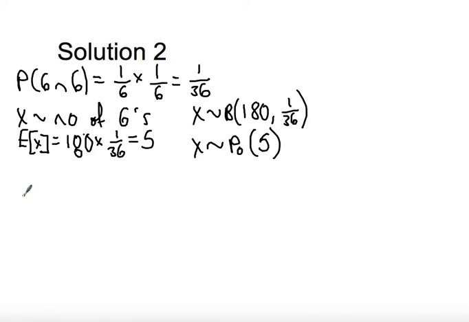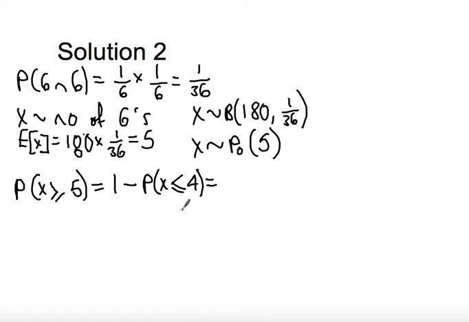Now, the question asks to find the probability that at least 5 double sixes were thrown. So I'm looking for the probability x is greater than or equal to 5. So I'm going to use the tables. To use the tables, I'd need to do 1 minus because it's greater than. So I'm going to get that upper tail by subtracting the lower tail from 1. I want to subtract all the probabilities up to and including 4. So that leaves 5 in the tail of probabilities summed up.